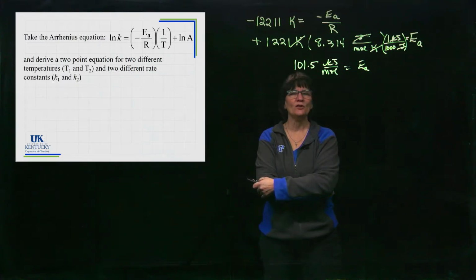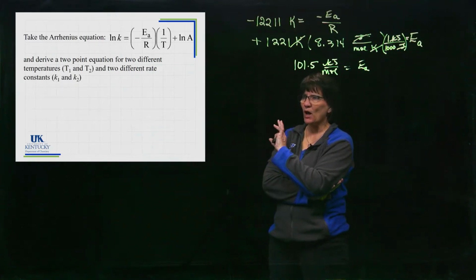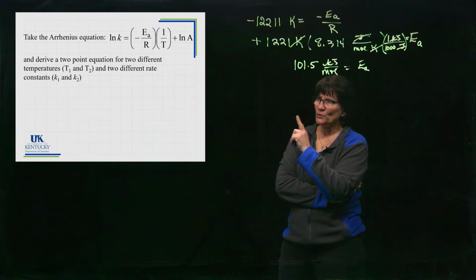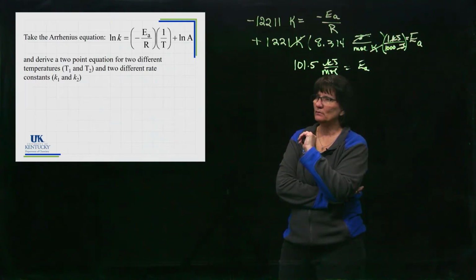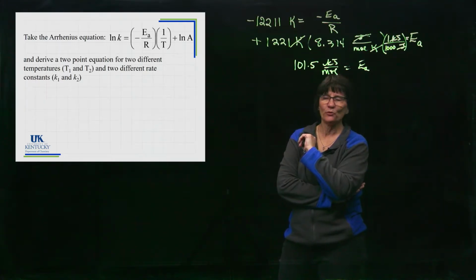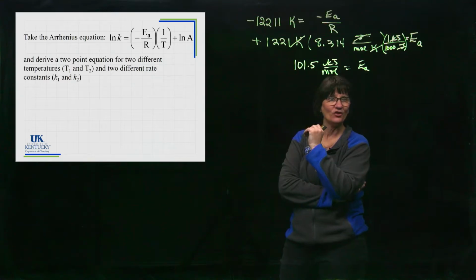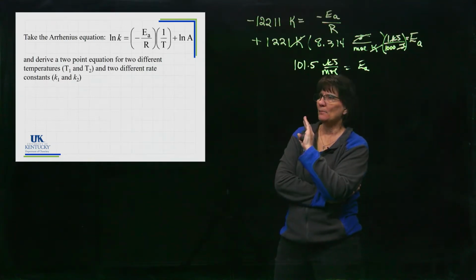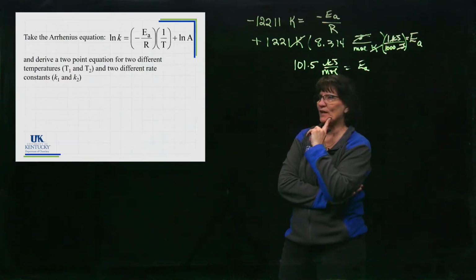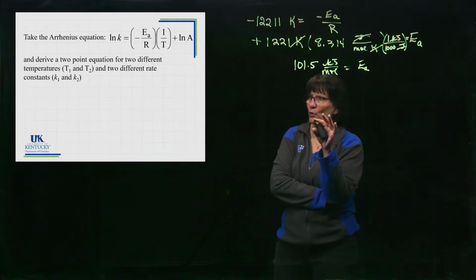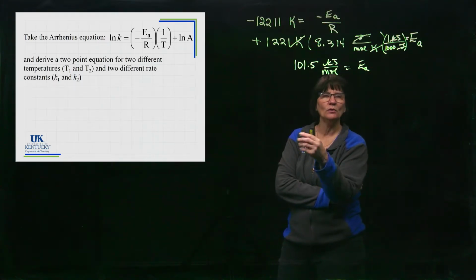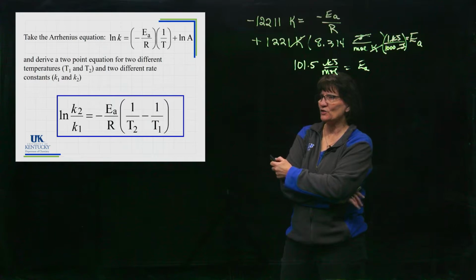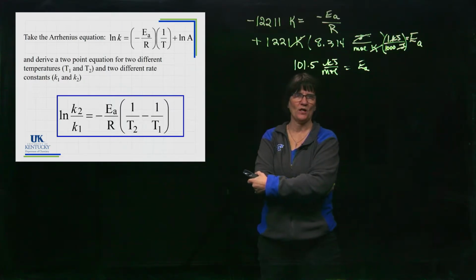You're just deriving the 2-point equation by writing this equation twice, once with a K1 and a T1. Activation energy would be the same for both reactions, wouldn't it? That doesn't change with temperature. R is not any different, and the frequency factor is not any different. And then we write the whole equation with K2 and T2. We subtract those 2 equations from each other, and you're left with this equation.